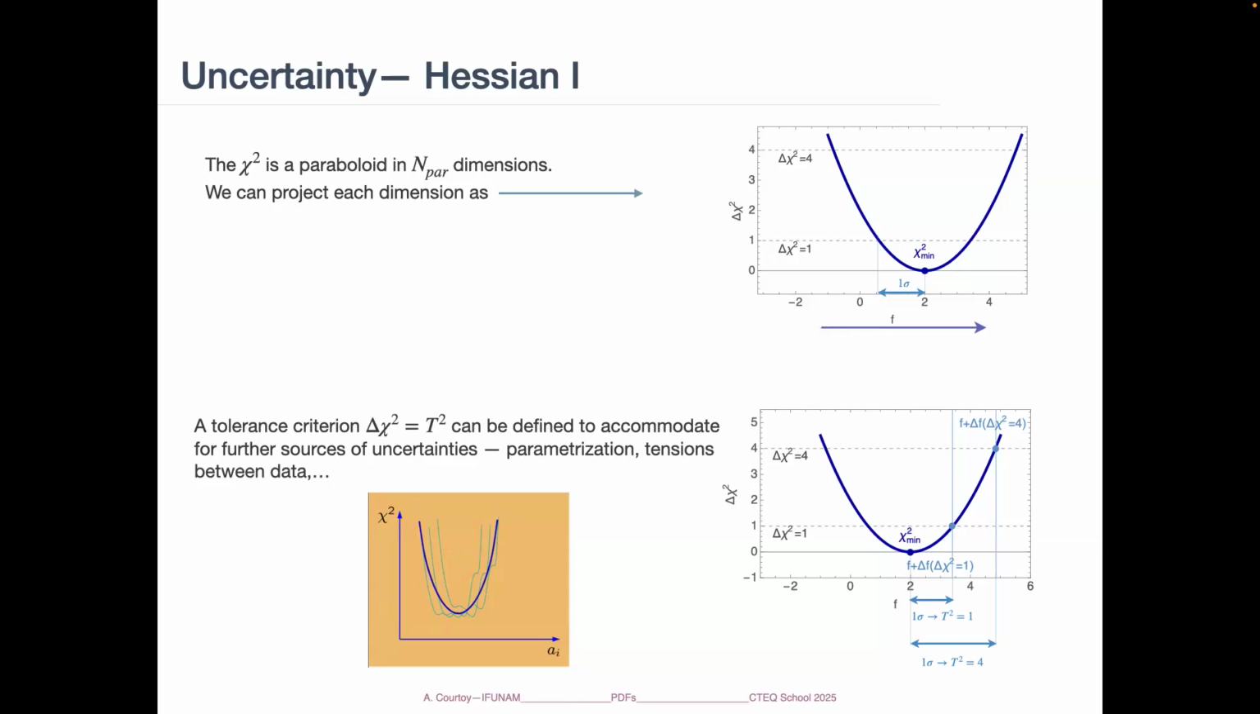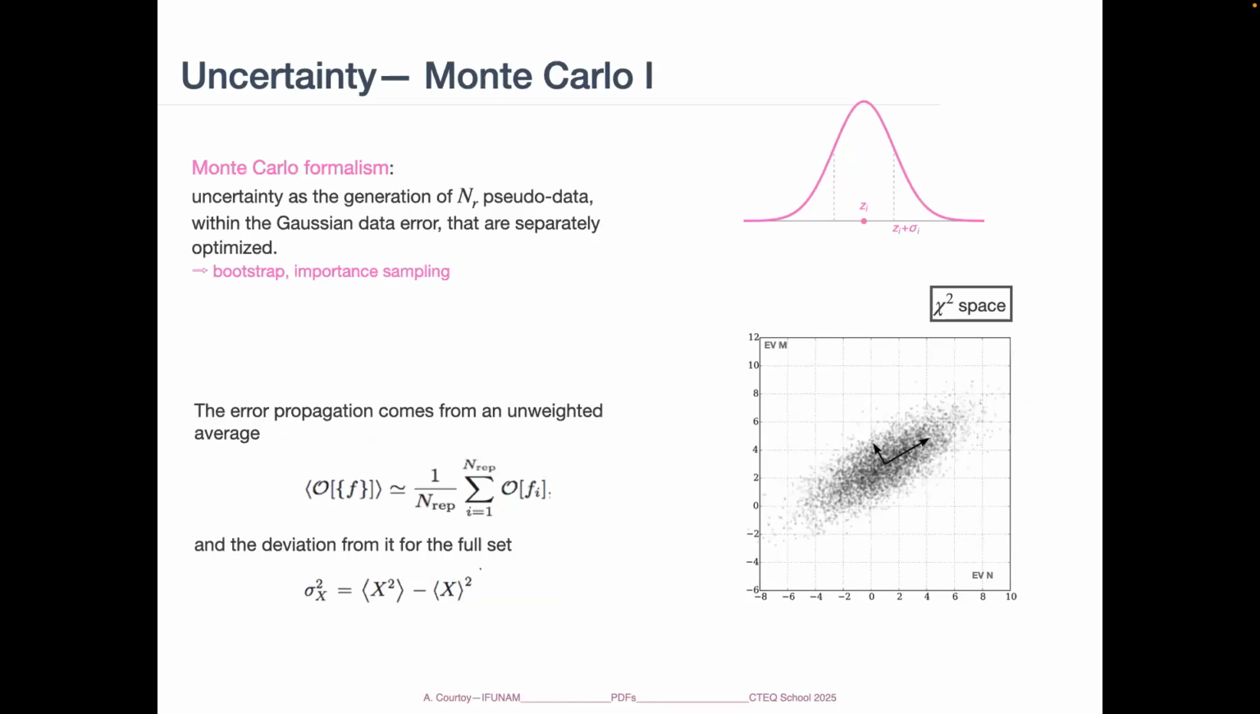And what we call that is a tolerance factor. So we consider this 1 sigma uncertainty with a tolerance of 4. So that's the difference. That's basically what you do. So remember, 1 sigma would be for the experimental uncertainties, and the delta chi-square is equal to 1. And when you increase the delta chi-square equal to T squared, then you account for more sources of uncertainties. And that's how we do it. That's the CT recipe.